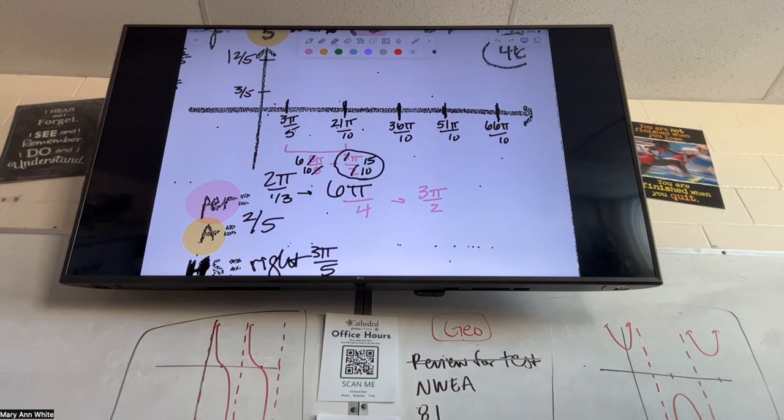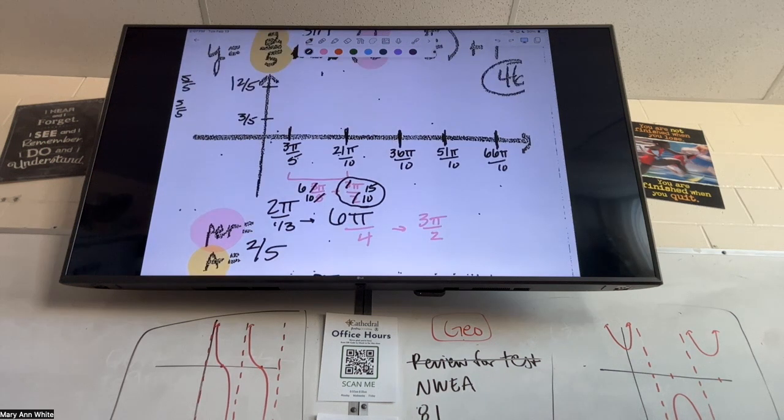I saw someone in my last class though change her first one to not just be like 3 pi over 5. She went ahead and just made it 6 pi over 10. So then they all had the same denominator. So if that also makes you happy, feel free to switch that. Okay, now that I have all these marks though, now I'm ready to do my graph.